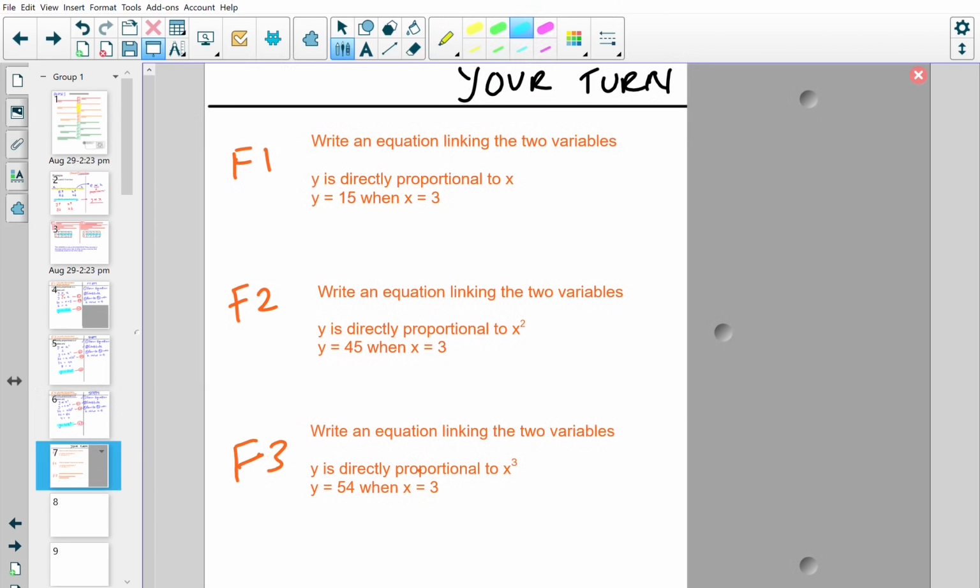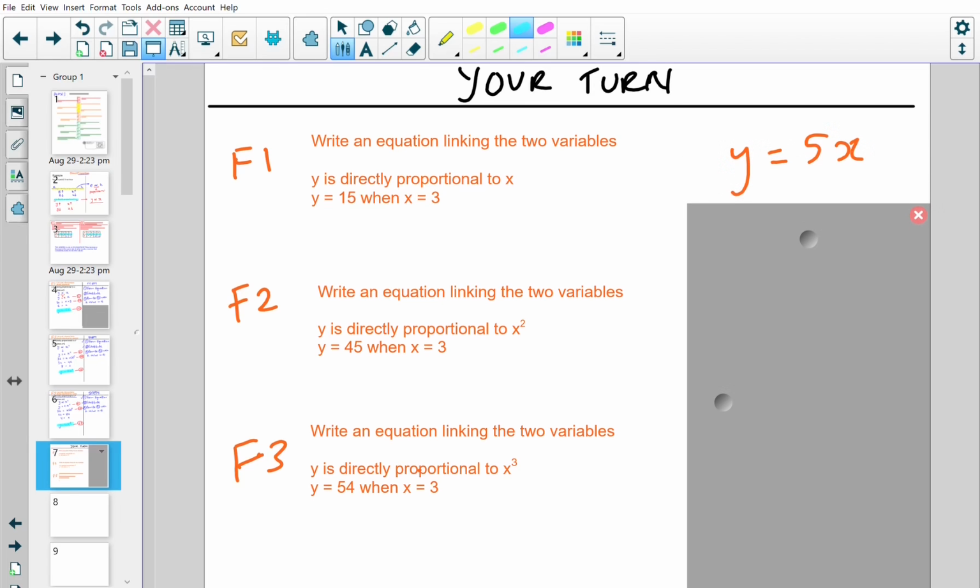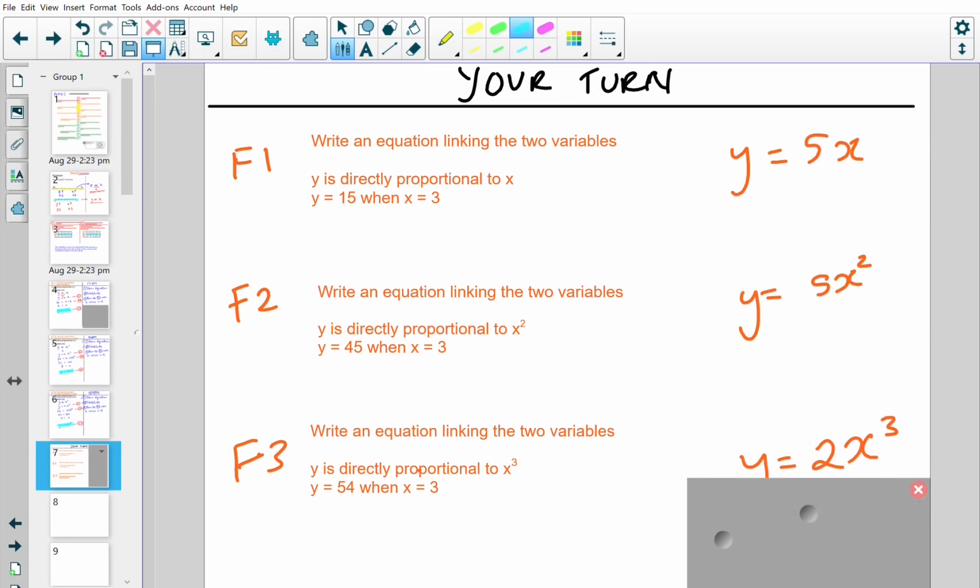Okay. So here's 3 questions for you now to try on your own. F1, F2 and F3. Pause the video now and have a go. Okay, here's the answers. This is what you should have had for the first question. Y is equal to 5x. And F2, F3, here's the answers.